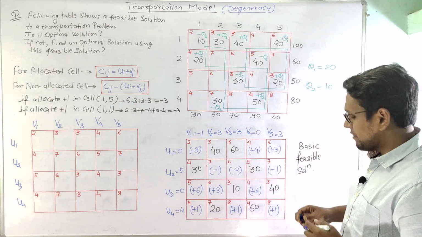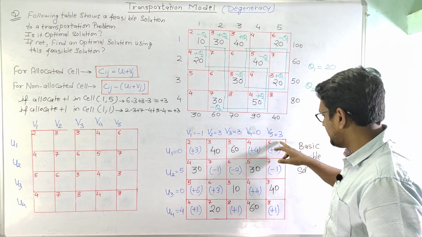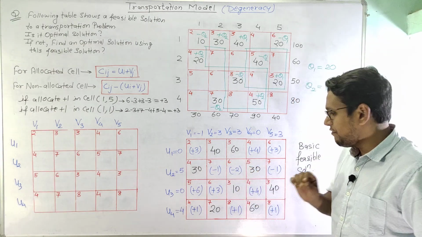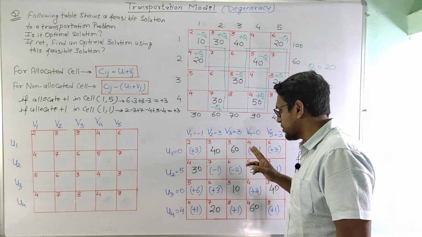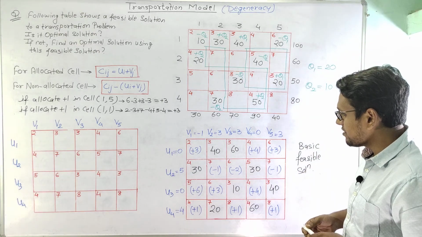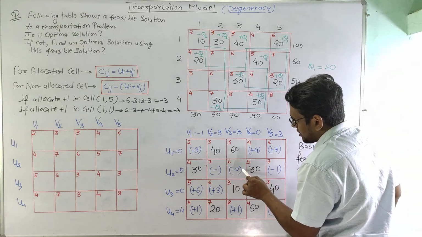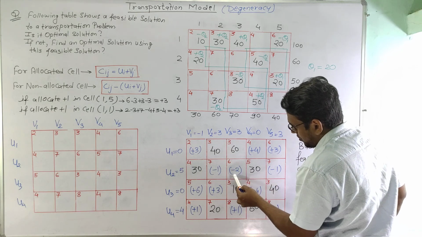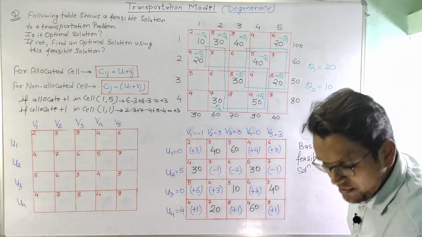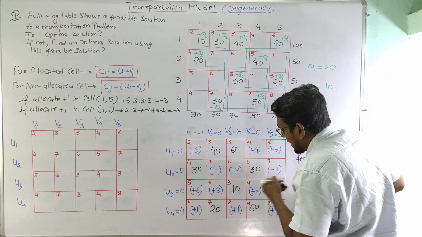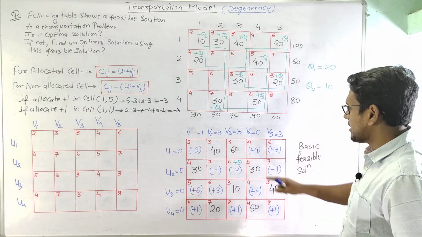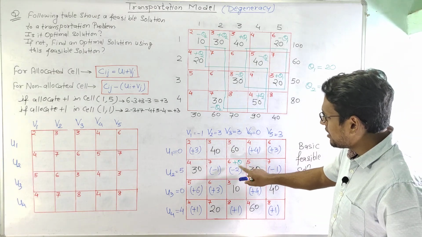So now we have calculated the values at non-basic cells, and these values represent whether the overall transportation cost will increase or decrease if we allocate a single quantity in this particular cell. We can see that if we allocate in this particular cell, the overall transportation cost is decreased by 2. So we will select this cell and try to allocate a value theta here, so that our transportation cost can be decreased.